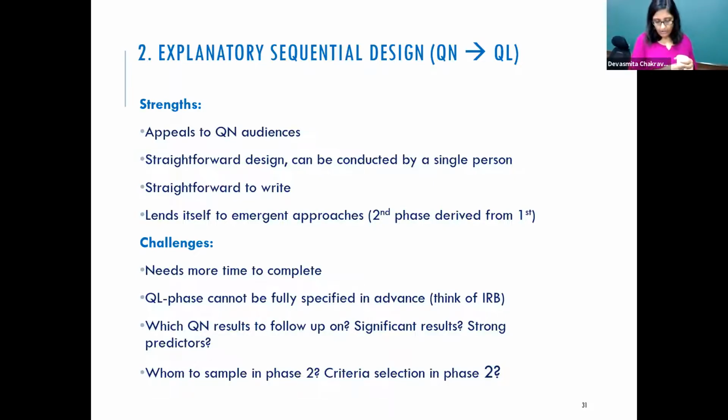Also, whom to sample in phase 2? Like this question, the 4 people who were interviewed, how do I select those 4 people? Is it because they were available? Or is it because, you know, I wanted to interview them? You have to put a little bit of thought into who you are going to select to interview.